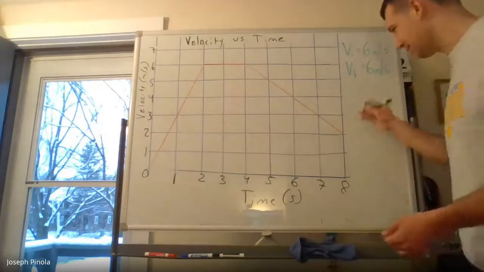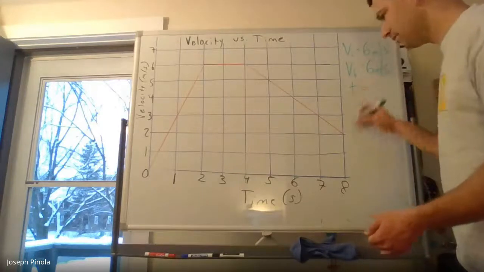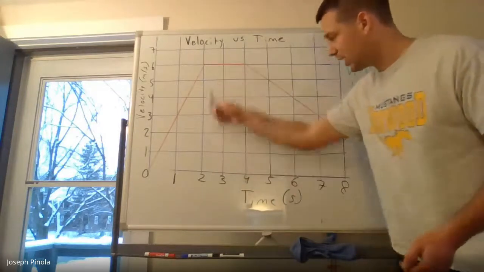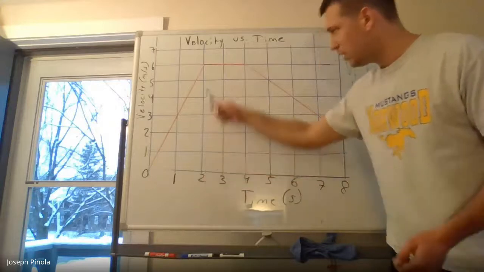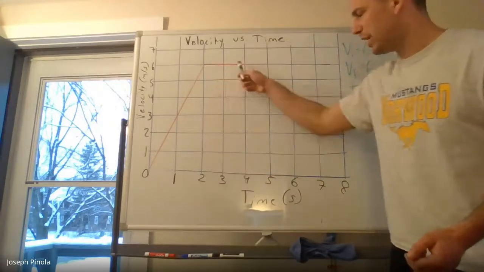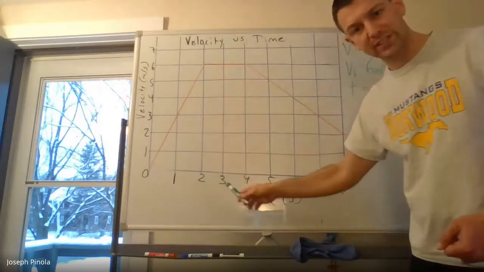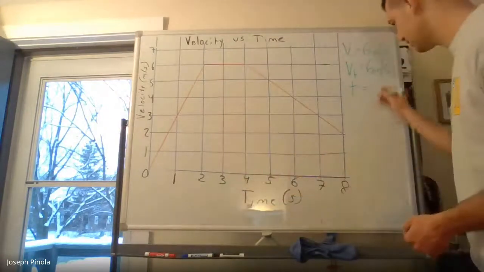Now, what about the time? Well, the time is not 4 seconds. The time is 2 seconds because the object was moving in this way from 2 to 4 seconds. So 2 seconds had passed.